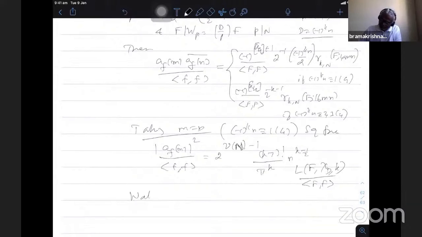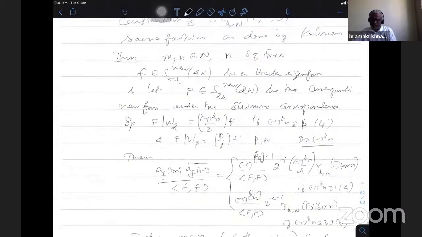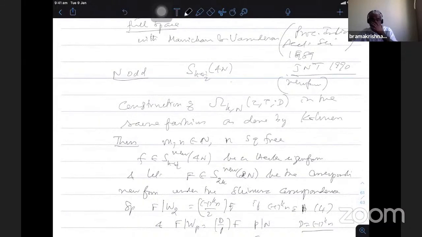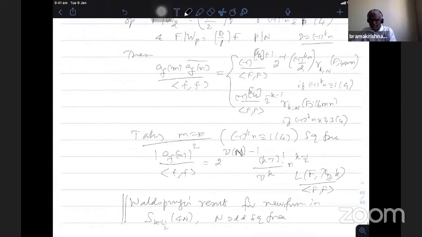So the Walsh-Bridges result for new forms in Sk plus of 4n, n odd square free. Okay, we have seen the similar version for the plus space. So this is our extension result: for the new form, as well as whatever he has done for the plus space, we have extended for the full space. So this is getting back to 1990. So I have not come to the recent results.